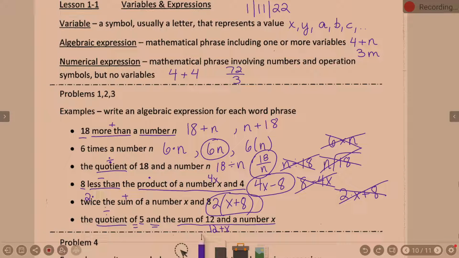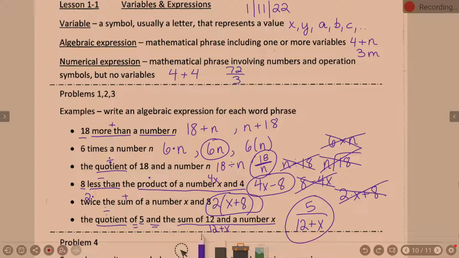Now, what was my favorite way of showing division? Or the best way, I should say. The best way is to show it with a divide right here, like a fraction. So if I show this with a fraction, the quotient of what comes first that goes on top? The 5. And what's the other part that goes on bottom? 12 plus x, or x plus 12. That would be my recommendation there.